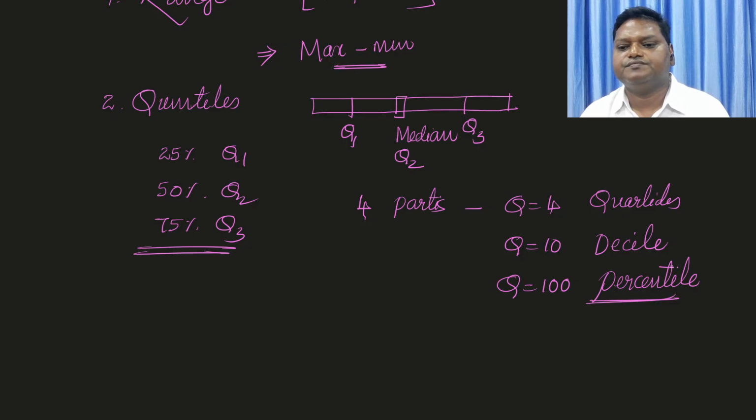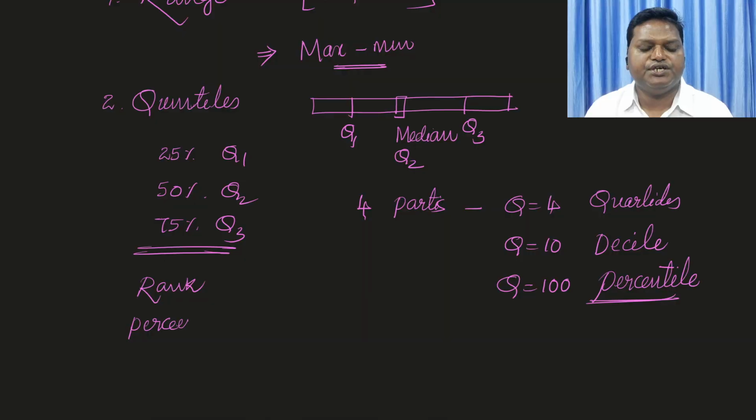Percentile. So why do we need this type of distribution? We know the rank, right? We know the rank and the percentage. How is percentile different from percentage? Percentage will tell you your marks, how much you got out of the total. That means 75 you got out of 100.